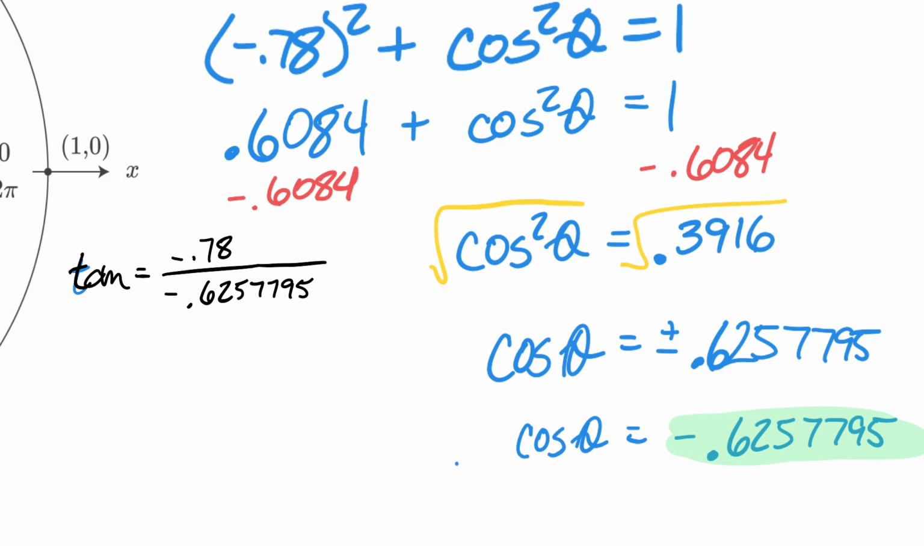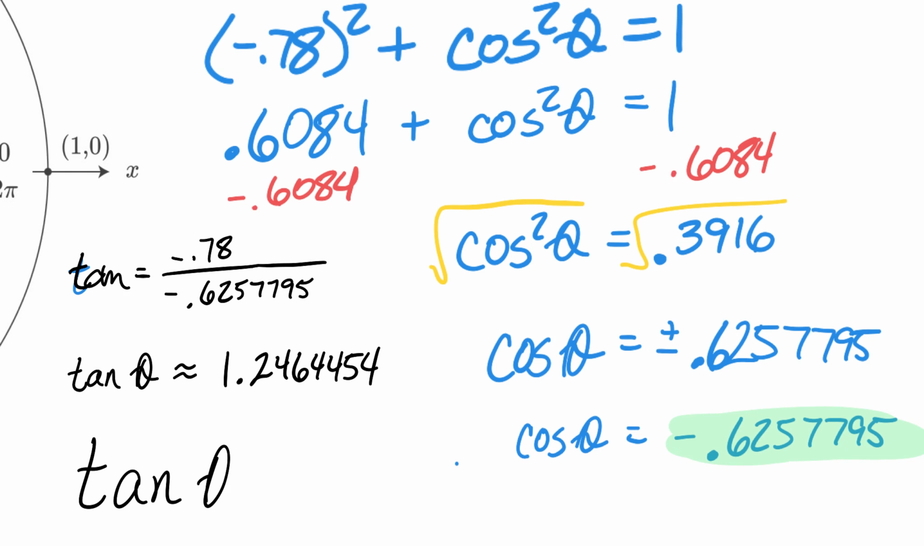And again, our calculator is doing the work here. Tangent of this value. Now we have approximations because we did use irrational numbers. Negative divided by negative is positive. So we have a positive 1.24644454, but we were asked to round to the nearest hundredths. So our answer is tangent of this angle is approximately 1.25.